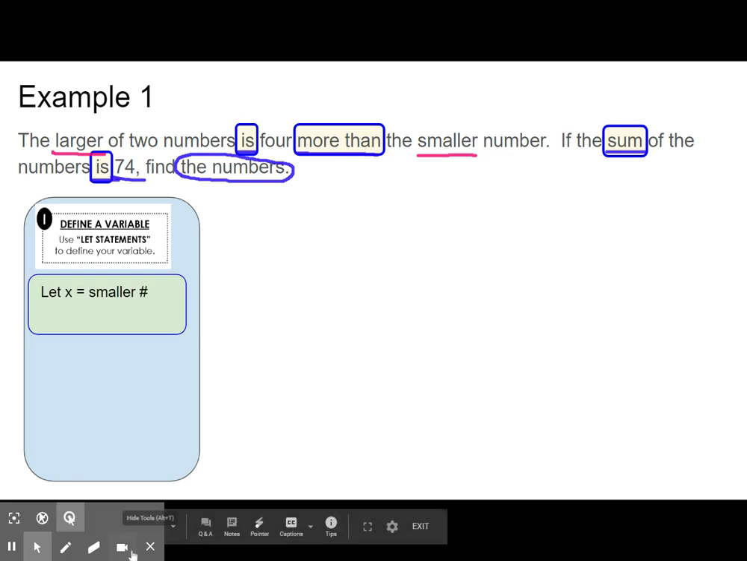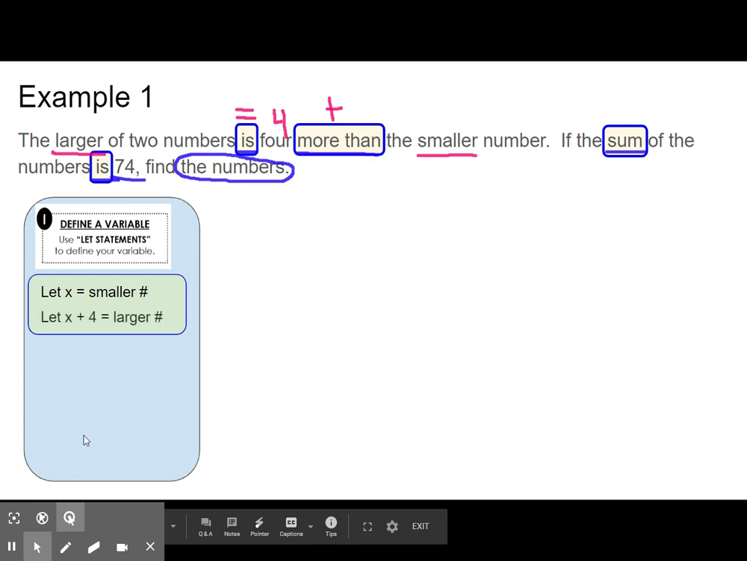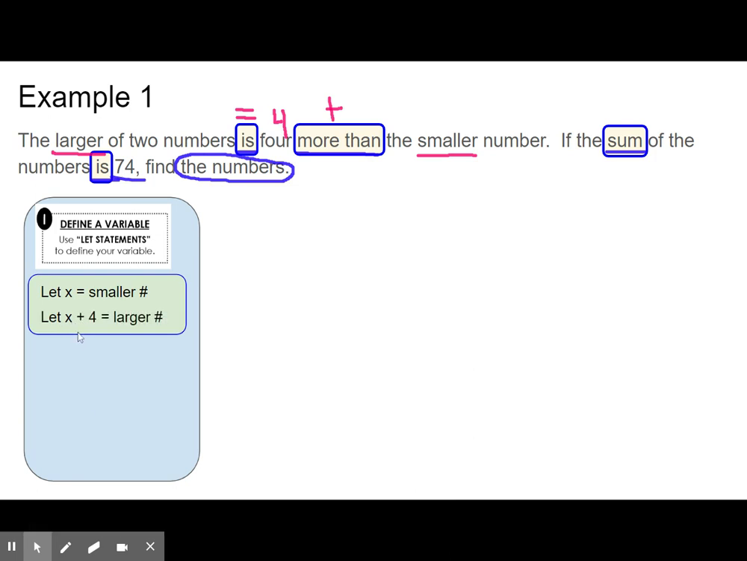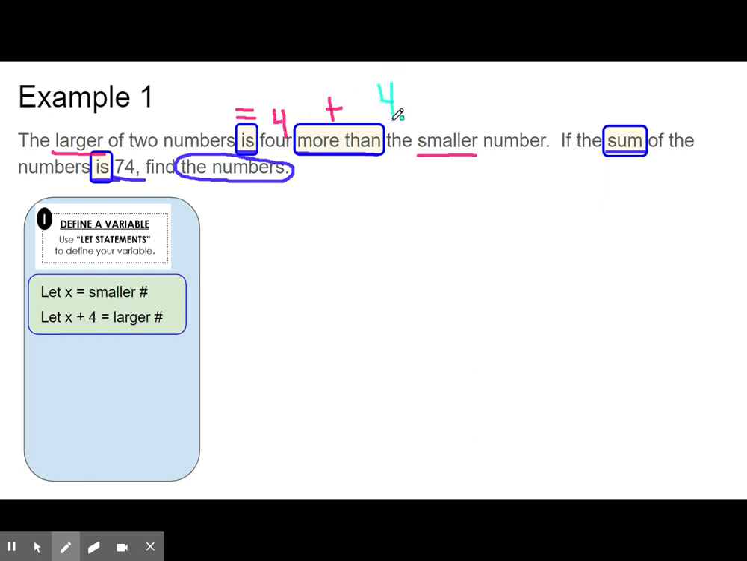x is my smaller number, so let's think about what they said about the larger number. The larger of the two numbers is 4 more than the smaller number. So we're going to let the larger number be x plus 4. 4 more than. Remember, more than is one of those switch, go back, reverse words. If you notice, I did not write 4 plus x, I wrote x plus 4. You're adding 4 to something.